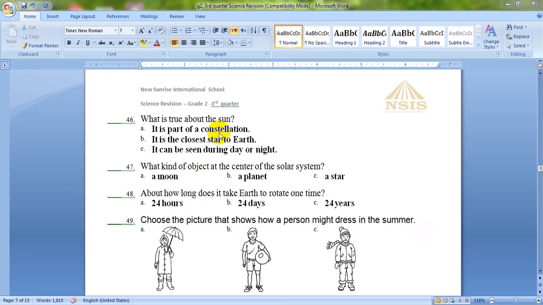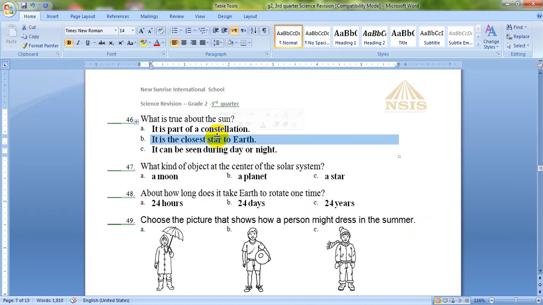What about letter B? It is the closest star to Earth. Of course, it is the right one. Why? Because we said that the sun is the center of the solar system and Earth is one of the 8 planets which revolve or move around the sun. So the sun is the closest star to Earth. That's why we see it big.